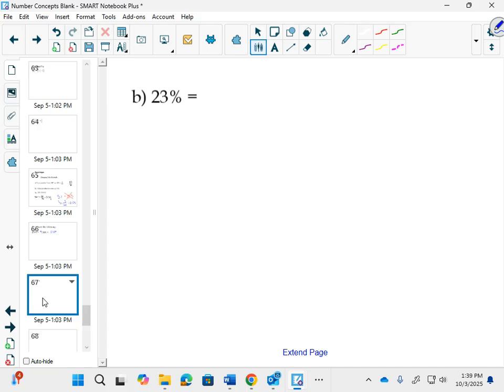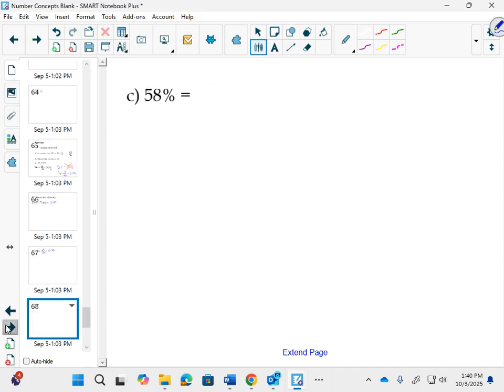Okay, how did you do? Did you get 23 over 100 as a fraction, which is 0.23? And the third one, 58%. 58 out of 100 means 0.58. It's getting pretty redundant already. Once you get an idea, this is a little bit dangerous. Sometimes if you see the previous one, you can easily do the next one, because you're doing the same thing.